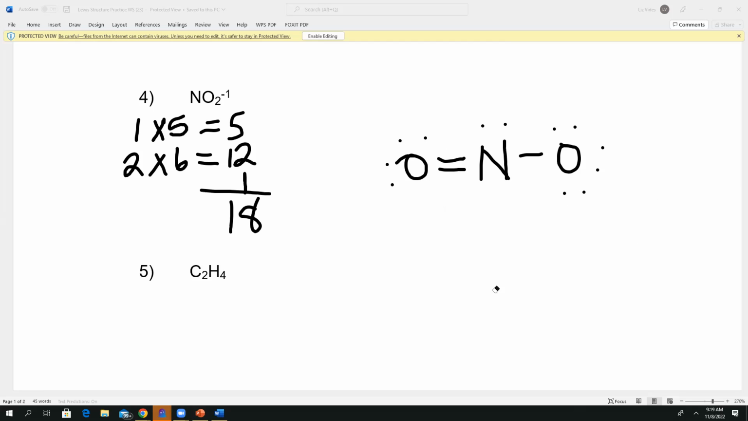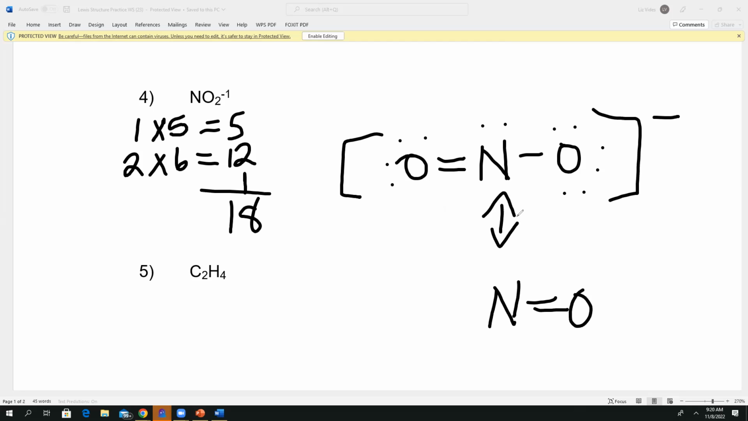All right, remember it's not correct unless you do this. But is this the only structure that we can have? The answer is no. Remember, we have a resonance structure too. And that resonance structure would be this one. Right? And we have this guy.